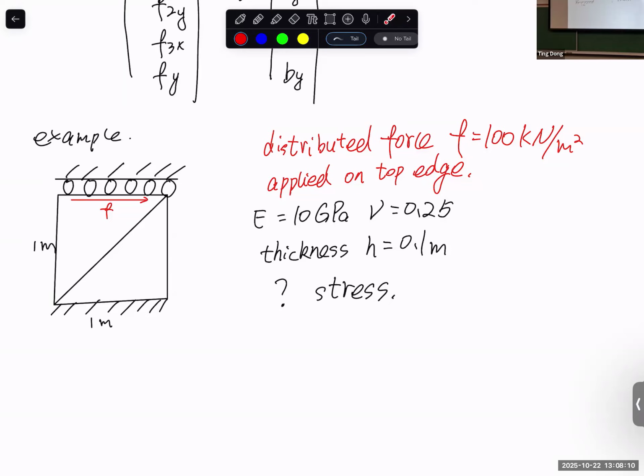Yes, we do need to solve two sets of B and C for two CST elements. And what is after that? After solving B and C. Yes, and then calculate the strain and then calculate stress. Yes, you're correct, but that's part of our problem.